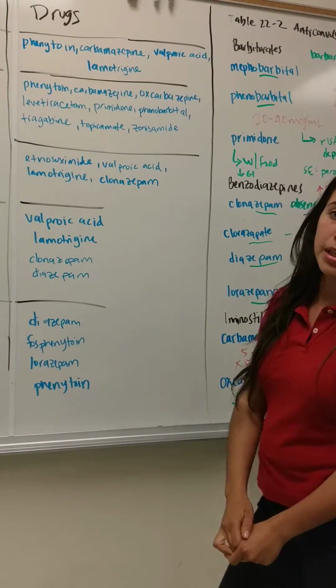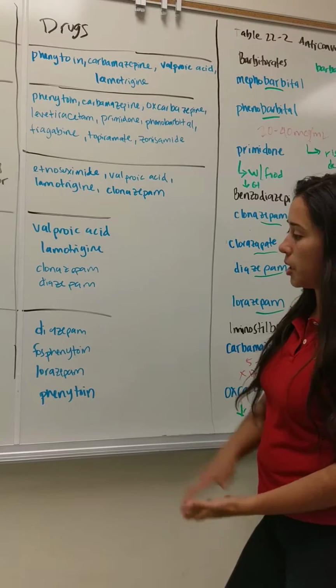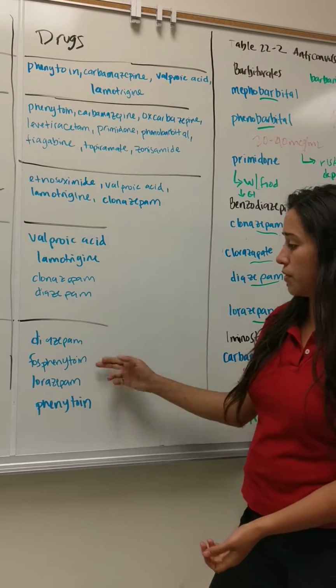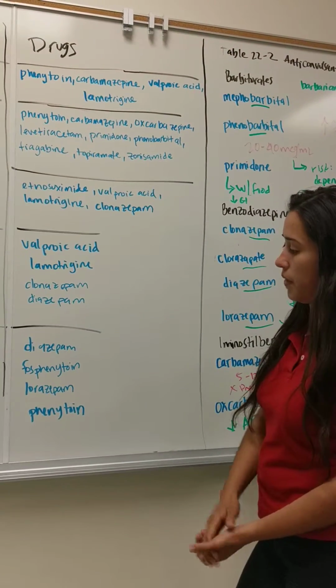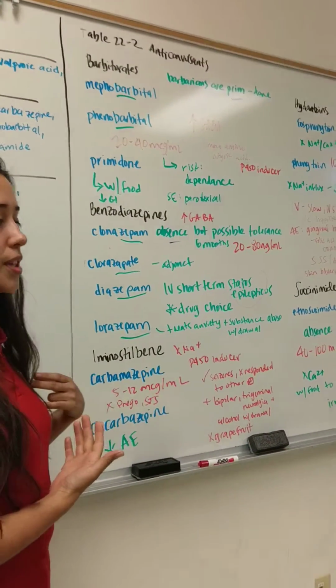The last group that we had discussed: valproic acid, lamotrigine, clonazepam, diazepam. For the status epilepticus, where we want a fast result, we're going to use diazepam, fosphenytoin, lorazepam, and phenytoin. So now we're going to start talking about the drugs.